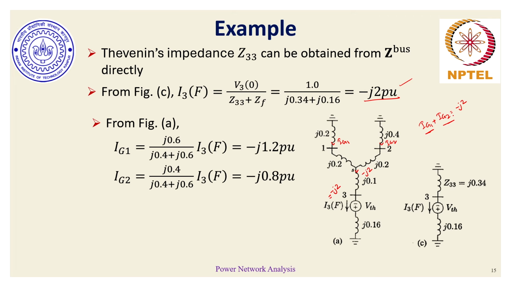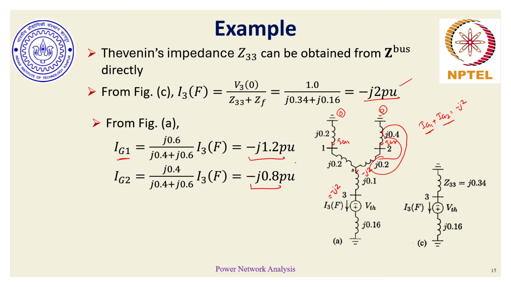There are two parallel paths between S and the zero ground. So the currents would distribute themselves as per the inverse ratio of their respective impedances, and that's the reason while finding IG1, I consider J0.2 and J0.4, which add up to J0.6, which gives me a current contribution of minus J1.2 PU, and correspondingly generator 2's contribution is minus J0.8 PU. Together they add up to minus J2 PU, which is the fault current.